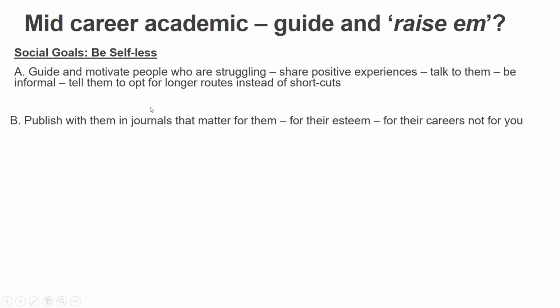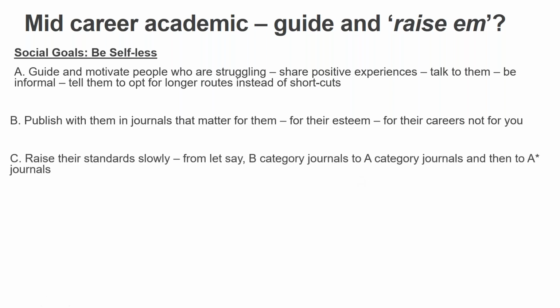Publish with them in journals that matter for them, the most important part. Sometimes people ask me, the next article, are you planning to publish in a high impact factor journal? Sometimes I say, yes, I'm planning for an impact factor journal. And that's where their disappointment starts. They say to themselves, oh, Kashif, I am a beginner. I cannot publish in a high impact factor journal. So maybe a journal which is reasonable in Scopus, maybe an Emerging Sources Citation Index journal, maybe a journal which is new but is gaining momentum. So please publish in journals which matter to them for their self-esteem and for their careers.